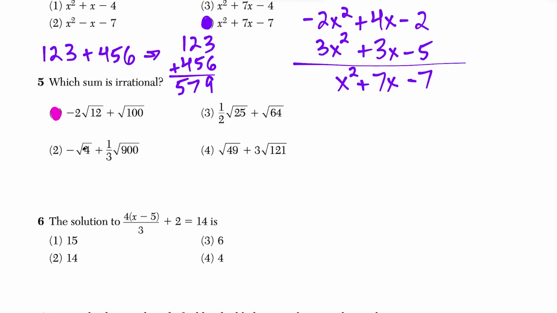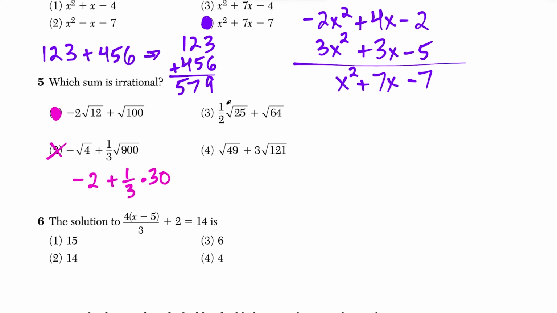So I'm looking at choice 2, and I see, oh, 4 is a perfect square. The square root of 4 is 2, and there's a minus sign in front, so that's just going to make minus 2. Plus 1/3, the square root of 900 is 30. So notice that I get nice whole numbers here. I do have this fraction over here, but fractions are rational. If you have a fraction where you have an integer on top and bottom, as long as there's not a 0 on bottom, you have a rational number. And when you add fractions and whole numbers with other fractions and whole numbers, you get something rational. So that's how I know 2 is rational.